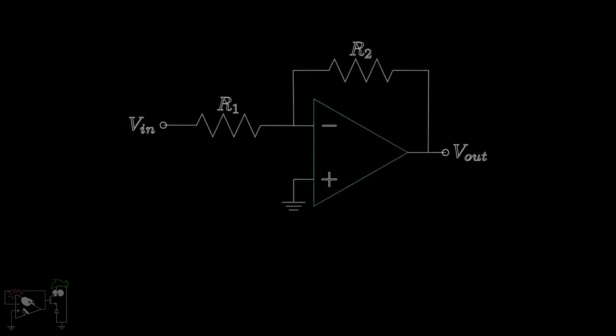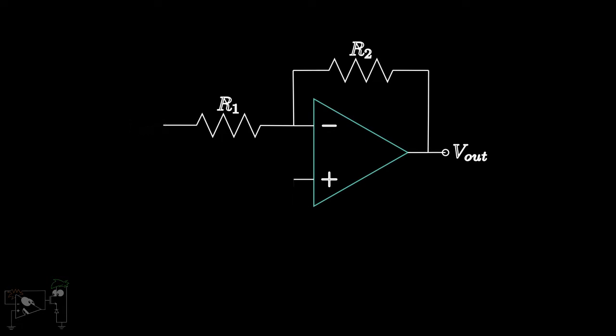In this video, we will explore the non-inverting amplifier. In the last video, we talked about the inverting amplifier, in which we keep the op-amp in negative feedback and apply an input towards the inverting terminal. Now, we'll take a look at the opposite case. Let's see what happens when we apply our input to the non-inverting input terminal.